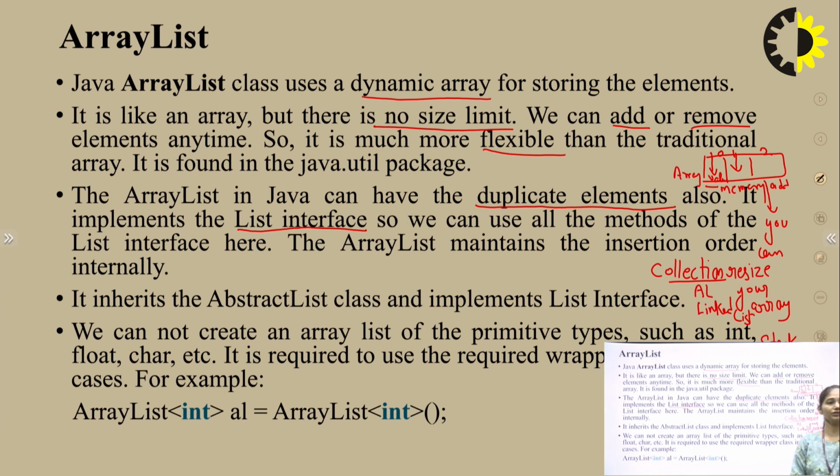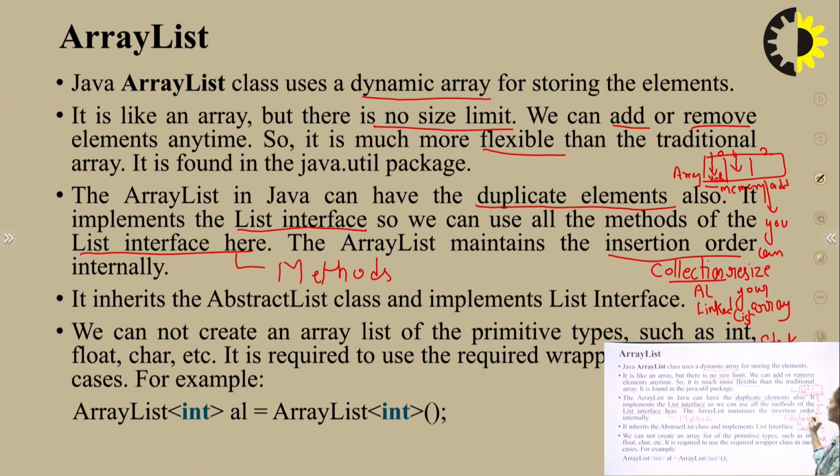The array list in Java can have duplicate elements also. It implements the list interface, so we can use all the methods of the list interface here. The available methods present inside the list interface are going to be implemented by your array list also. The array list maintains the insertion order.